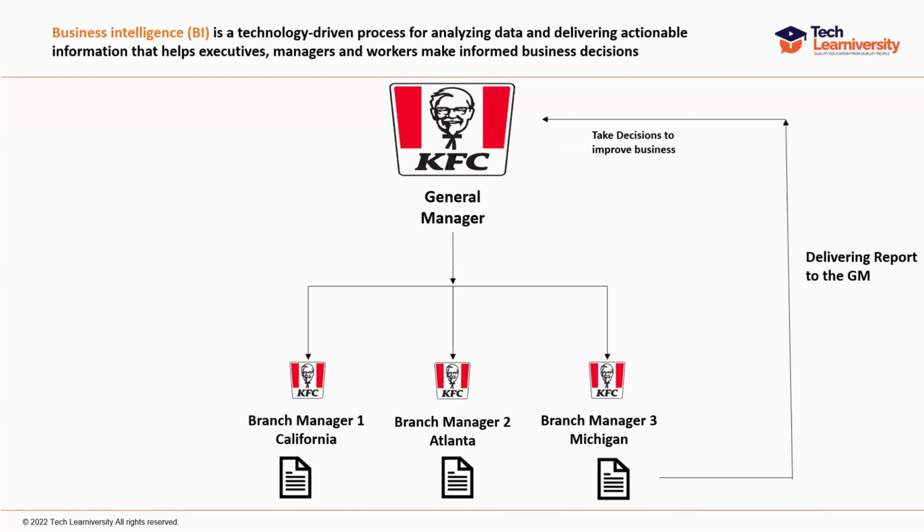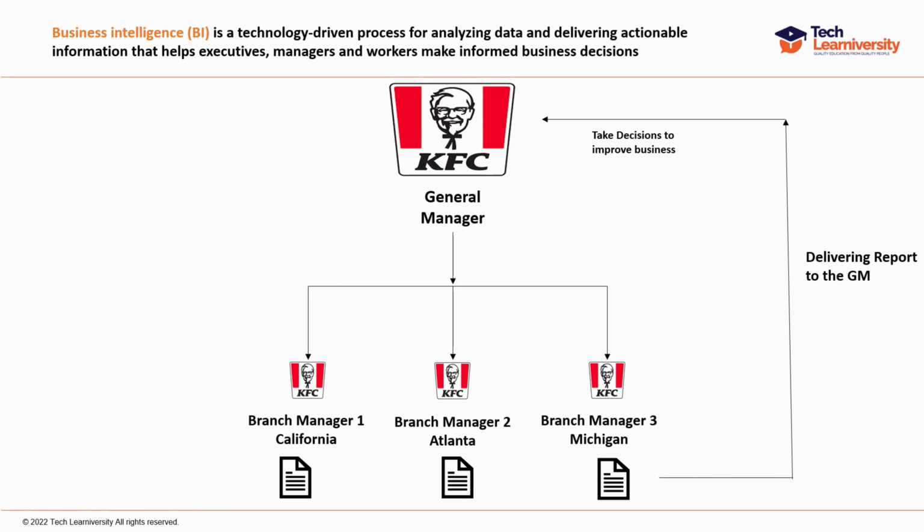Basically, businesses use this data to improve their business. To improve their business, this data can be used to find some insights from it. To get that, there is a term called business intelligence. Business intelligence is a technology-driven process which helps you find actionable insights from your business so that your manager or stakeholders can take certain decisions to improve their business.